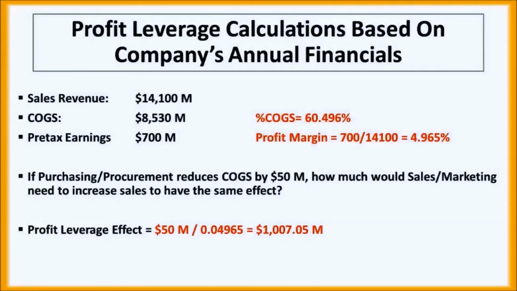1,007 million, or basically a little over $1 billion. So what that means is that sales or marketing would need to increase sales by over $1 billion in order to get a $50 million increase in the company profits. Purchasing and procurement is able to do that by reducing cost of goods sold by less than 1%, just by reducing cost of goods sold by $50 million.